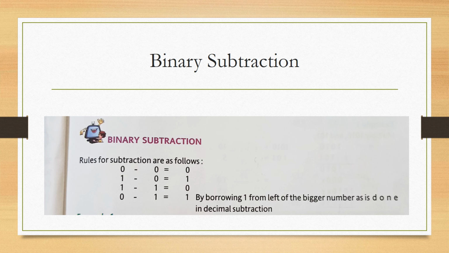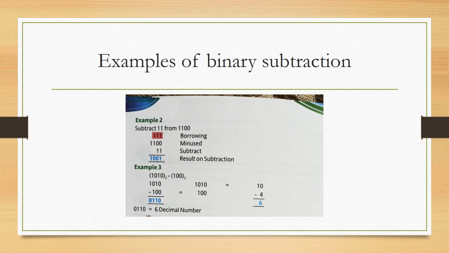By borrowing 1 from the left of the bigger number, as is done in decimal subtraction. So the rules are 0 minus 0 is 0, 1 minus 0 is 1, 1 minus 1 is 0, and 0 minus 1 is 1. Let us learn binary subtraction with an example. Subtract 11 from 1100.